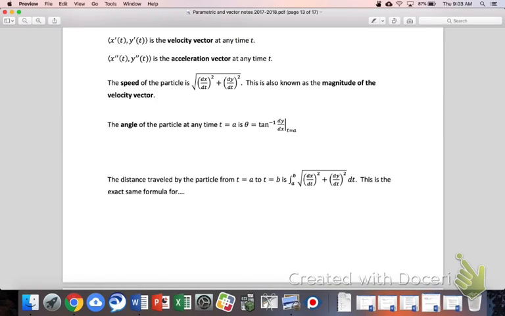Hopefully these will all make sense to you. Hopefully you'll be able to connect these with what you've done in the past. So, the speed of the particle is that expression right there. It's the square root of dx/dt squared plus dy/dt squared. What does that look like to you? It should look like something else.